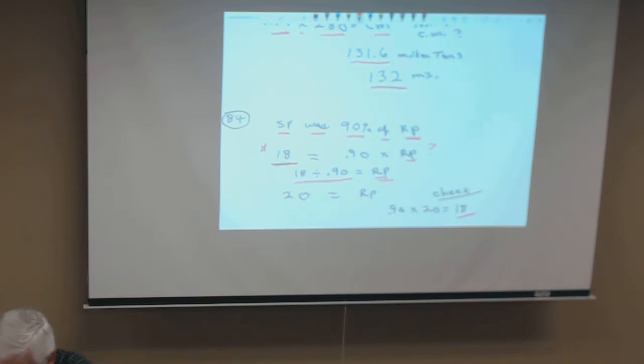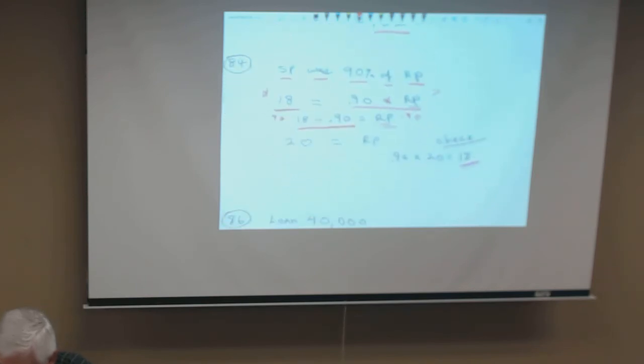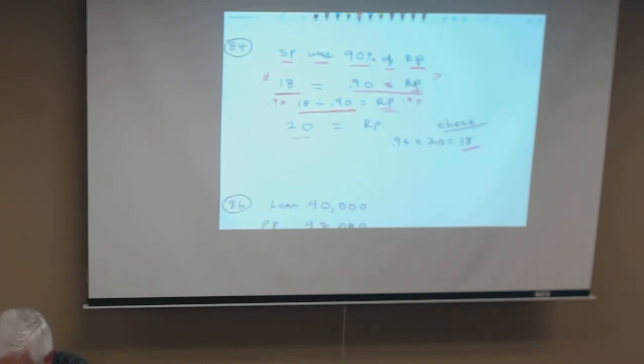How do you undo times? Divide. Divide by 0.90. I just wrote it out like this because I thought it looked pretty. And it comes out to be 20 is the retail price, or the regular price. And check it out. What's 90% of 20? 18. So sure enough, I worked it right.